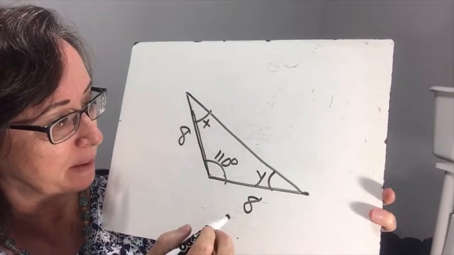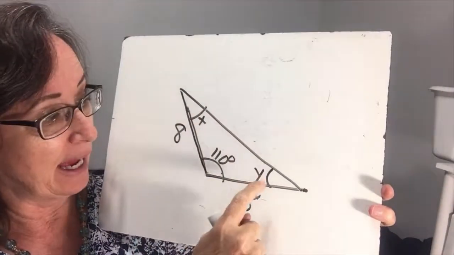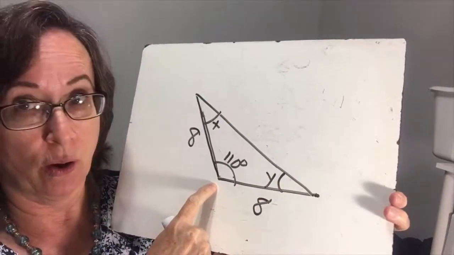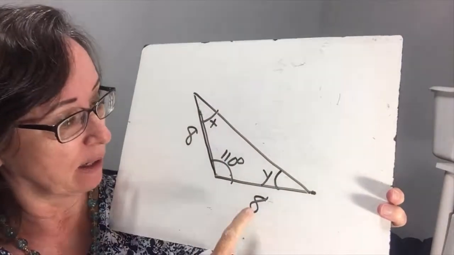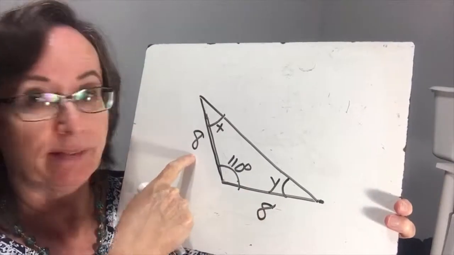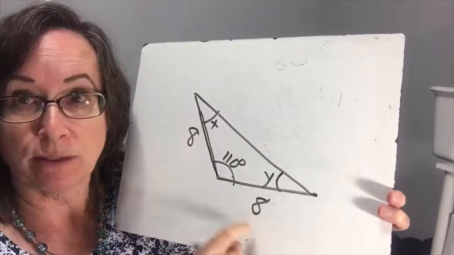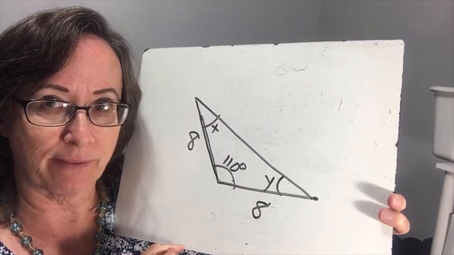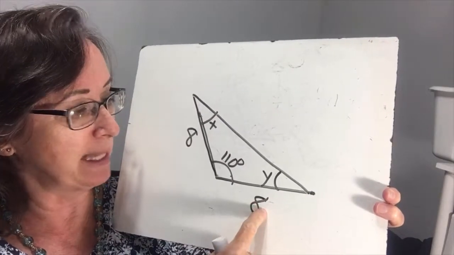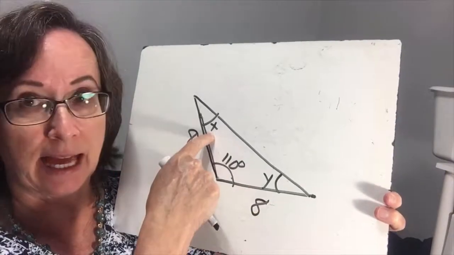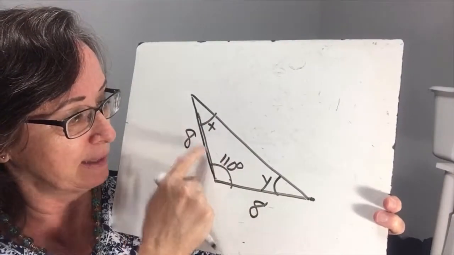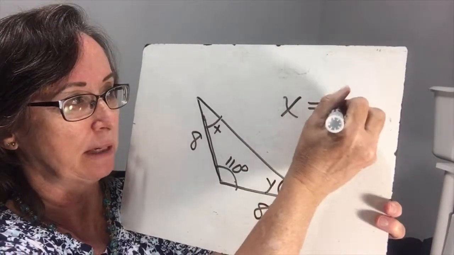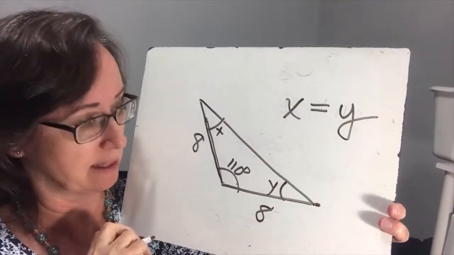In this example, we have an x and a y and a 110. So we also have another hint. We know that this side is 8 and this side is 8. These two sides are the same, then don't the angles opposite them also have to have the same measure? So opposite of this side of 8 is x, and opposite this 8 is y, so x must be equal to y. So we know that.